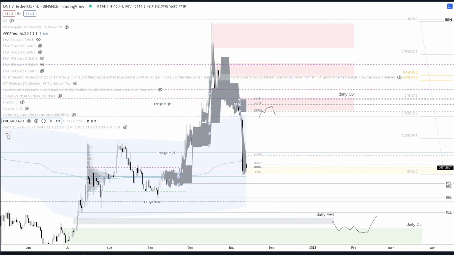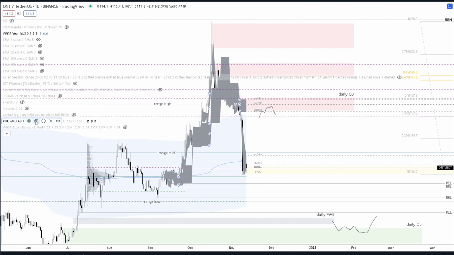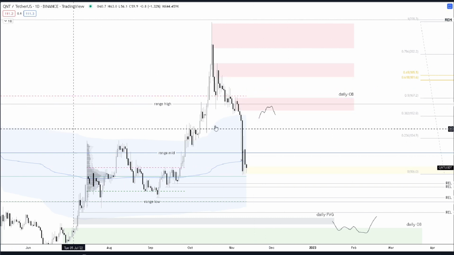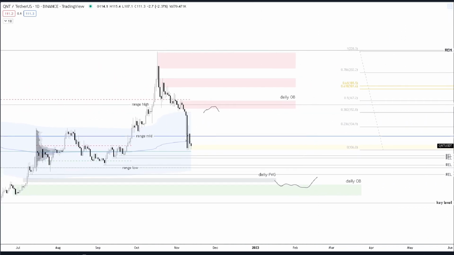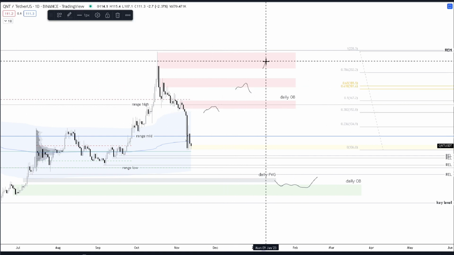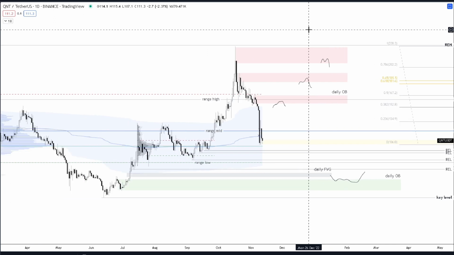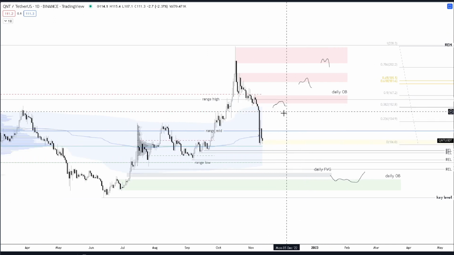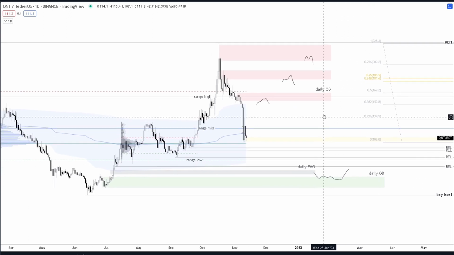But yeah, we have a lot of confluence in this area. So let me get rid of this. For me personally, I would be more convinced that we see reversal here rather than this zone or this zone. Especially with the macro conditions of the market right now, I think only a short-term relief into more down is more likely.